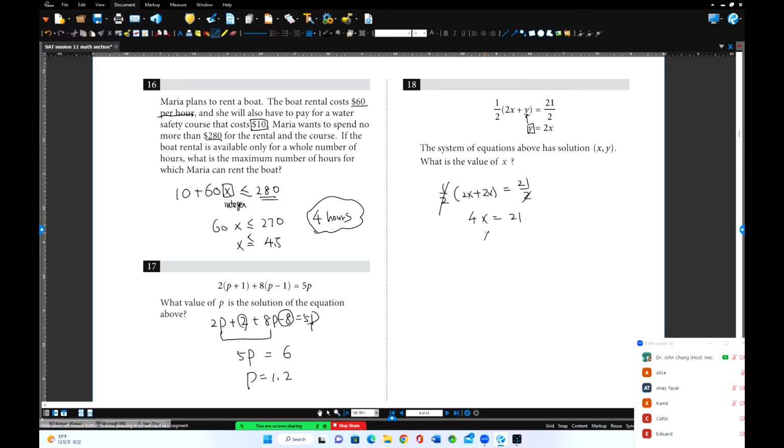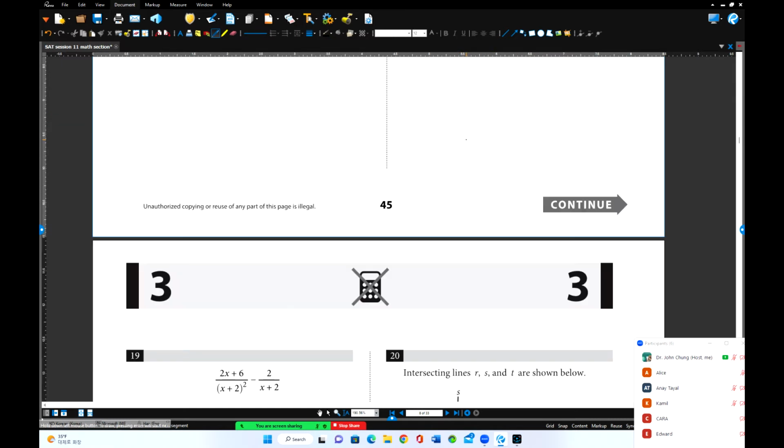What is the value of x? 21 over 4, right? Are you okay with this? Because what we're going to find is the value, we just need to eliminate the variable y. Substitution. This is 4x. Well, you can divide it by 2, but we are already there. So 4x equals 21, so x equals 21 over 4 is the answer.